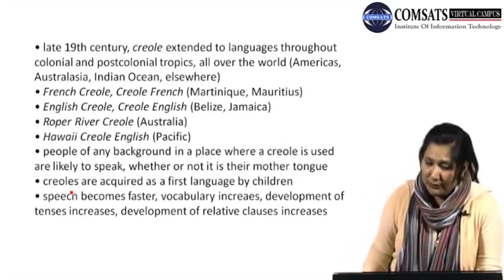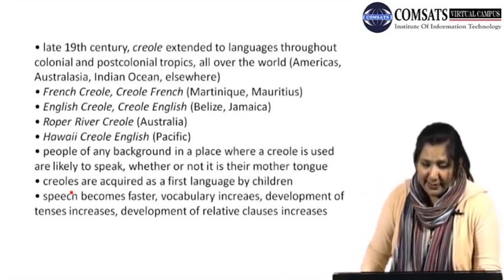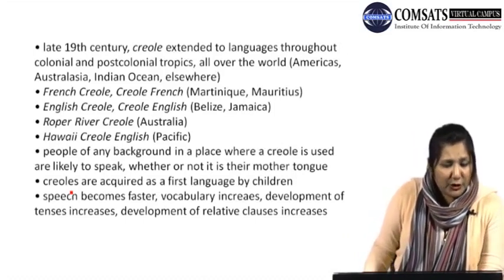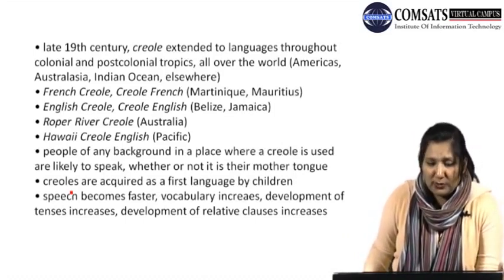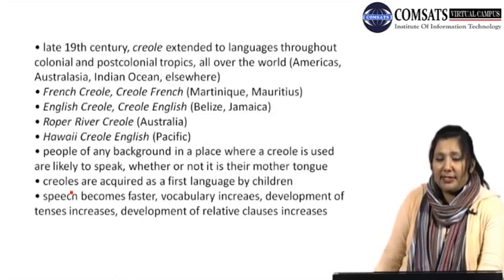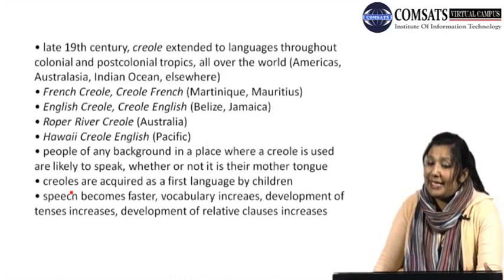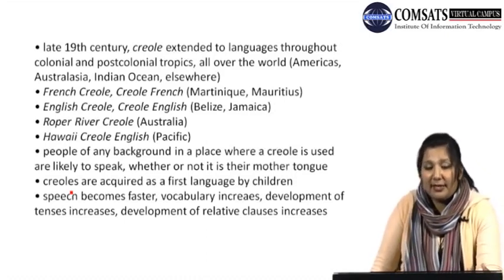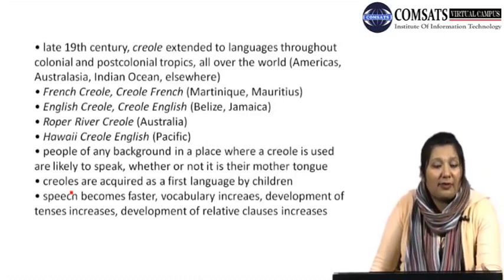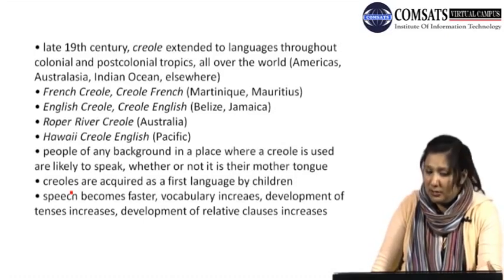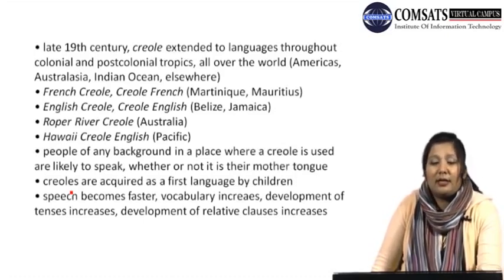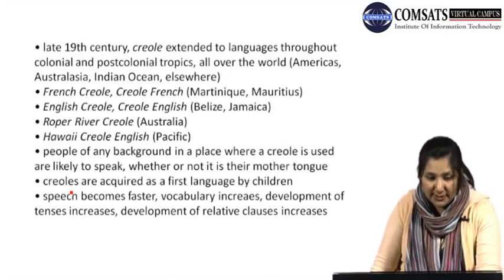French Creole, Creole French, was spoken in Mauritius. English Creole, Creole English, was seen in Belize and Jamaica. Roper River Creole was evidenced in Australia. Hawaii Creole English was noticed around the regions of the Pacific Ocean.